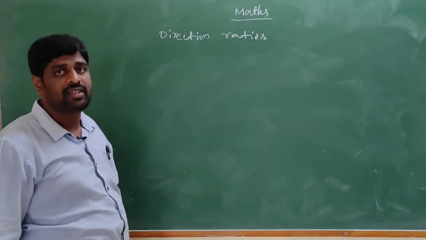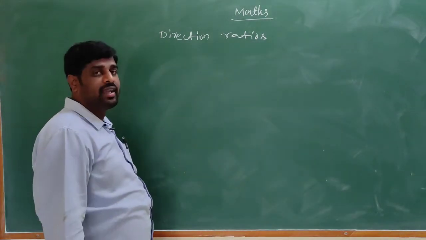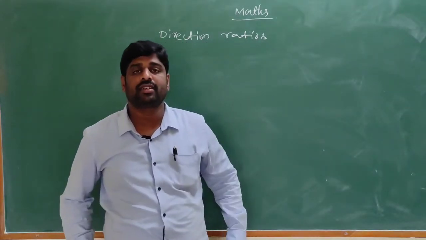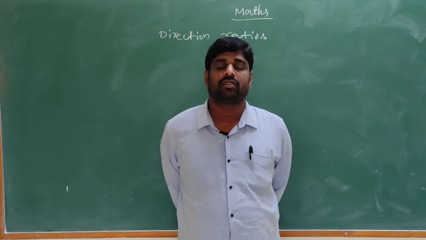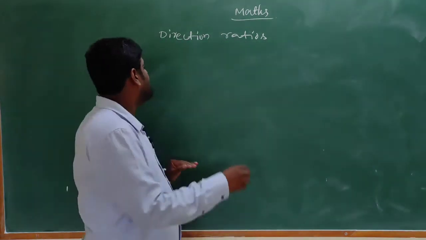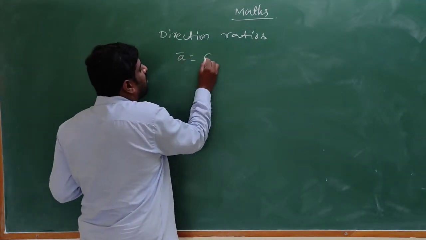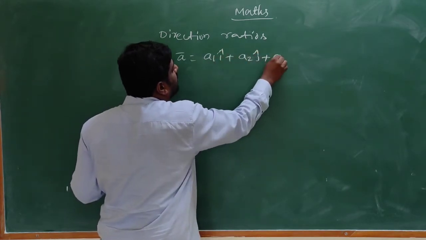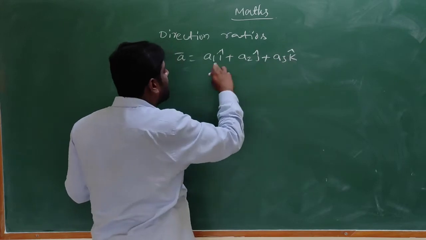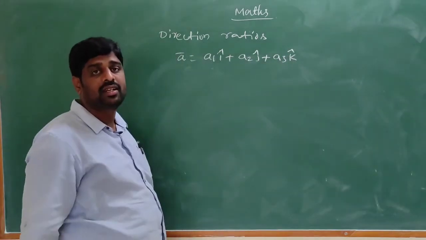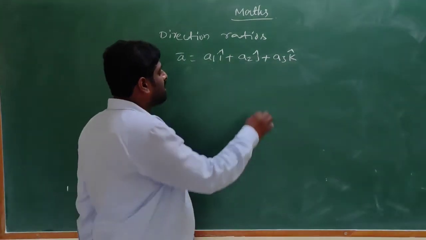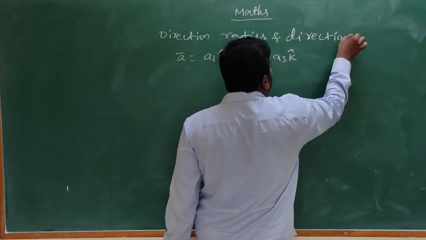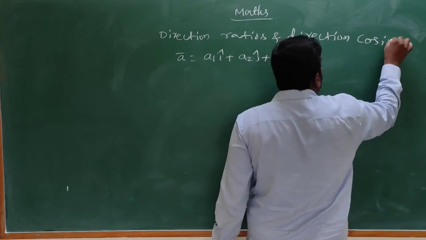Next one is direction ratios and direction cosines. Direction ratios means, suppose I take a bar, that is a1 i cap plus a2 j cap plus a3 k cap. Here a1, a2, a3 are direction ratios. Now, direction cosines.